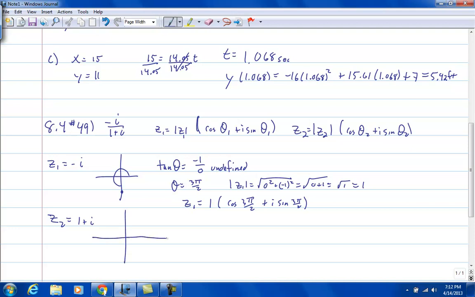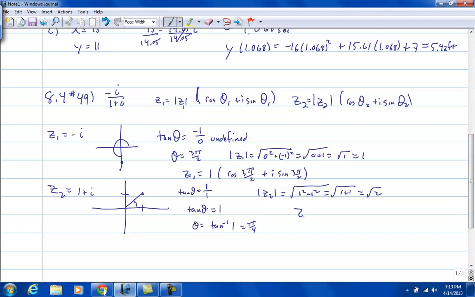If we were to graph that, that means here's 1 and there's 1. We're right up here. You can probably guess what the theta is going to be. Tangent theta is going to be the coefficient for i, which is 1, over the a, which is going to be 1. So tangent theta is 1, which means theta is arctangent of 1, which is pi over 4. The magnitude of z2 is going to be the square root of 1 squared plus 1 squared, square root of 1 plus 1, square root of 2.